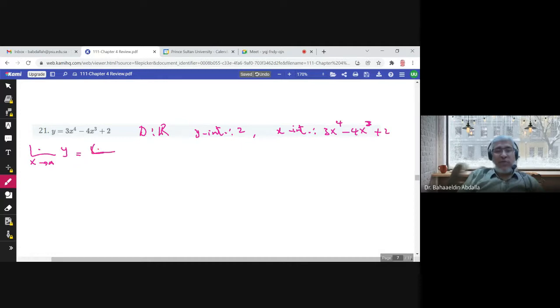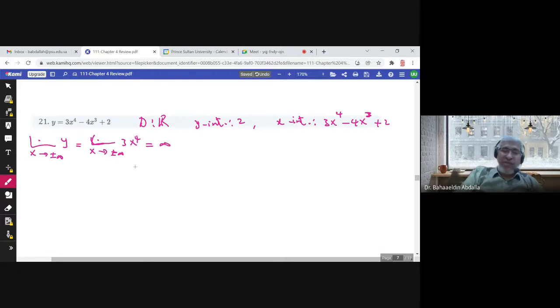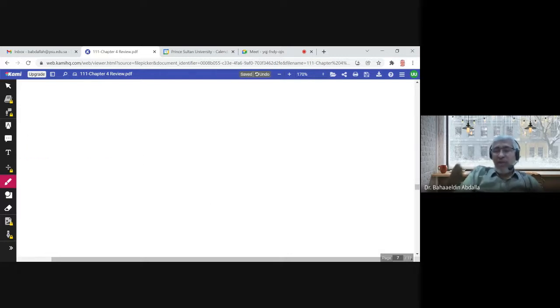This means we will deal with 3x to the power 4. It is the highest power. In fact, replacing x here by infinity or negative infinity will give you the same answer, because this is x to the power 4. The sign will disappear. So the limit is infinity. So for this function, the limit is infinity from both sides, not like the previous question. It goes to infinity here and it goes to infinity here.